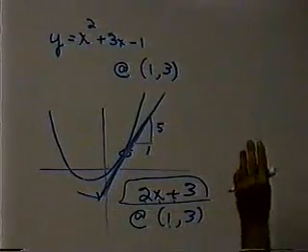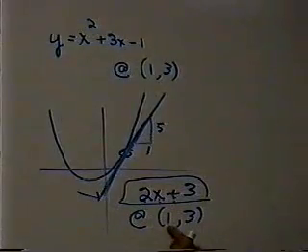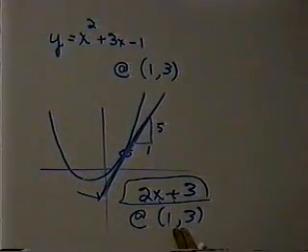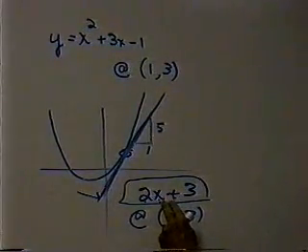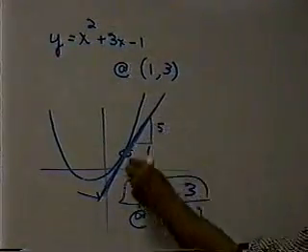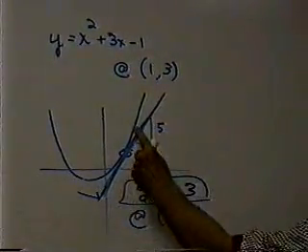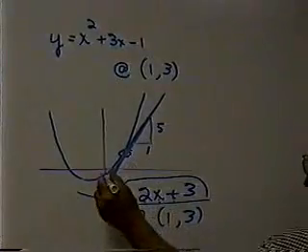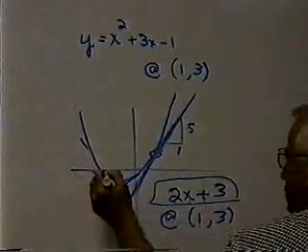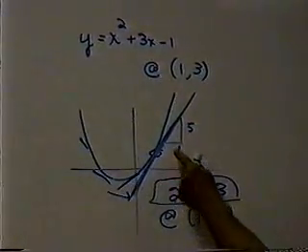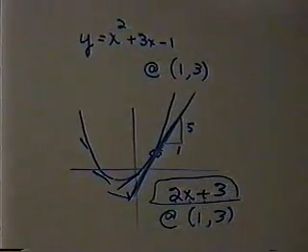So what we can do then is take the x value of a point and plug it in the derivative and find the slope of the tangent line to the curve at that point. Now this has a bunch of tangent lines. So all we're finding is the slope of the one at the point 1, 3.